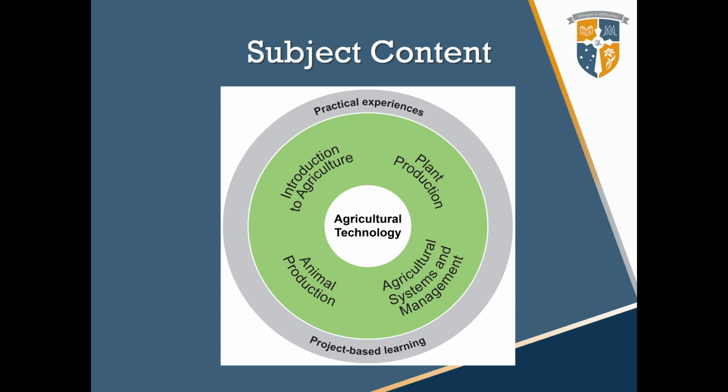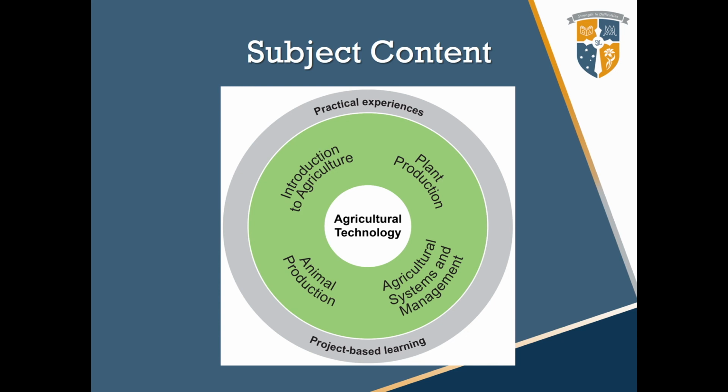In Year 9, they also complete a unit on animal production and then on plant production. And then in Year 10, they again revisit animal production and plant production. But more importantly, they move on to a unit which is agricultural systems and management. That gives students a broad understanding of the industry in general, and they gain an appreciation of just how important agriculture is in the Australian economy, and just how diverse the industry actually is.